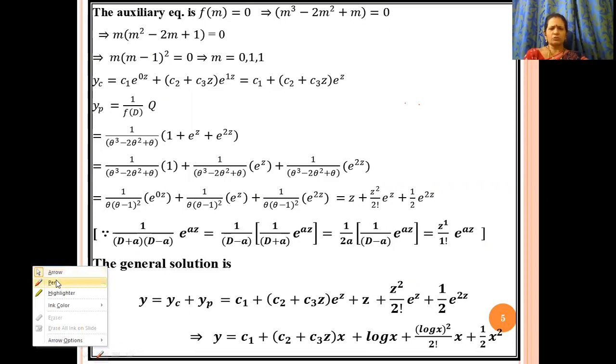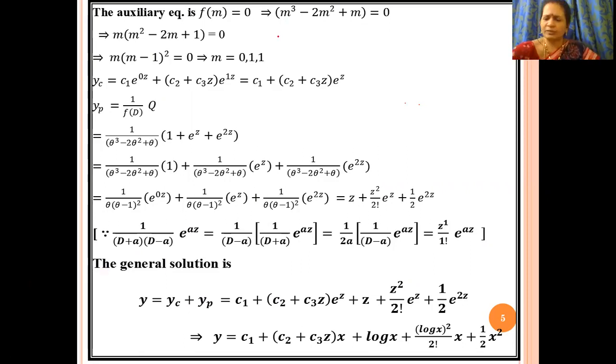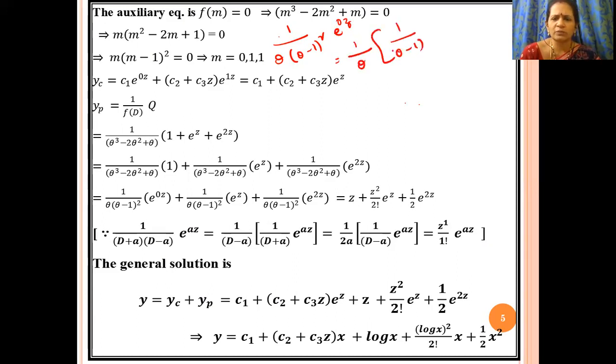Once, just go through. So already we discussed this in the last lesson. Even then I'm explaining. So here 1 by (theta minus 1) whole square into e power 0z. The value here is 0, so that's why we don't substitute directly. First of all, 1 by (theta minus 1) whole square into e power z, right.